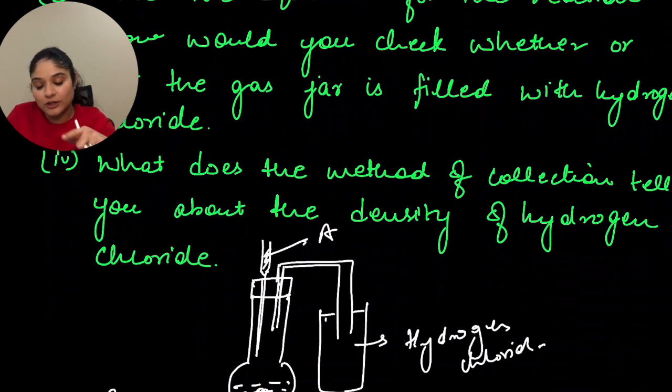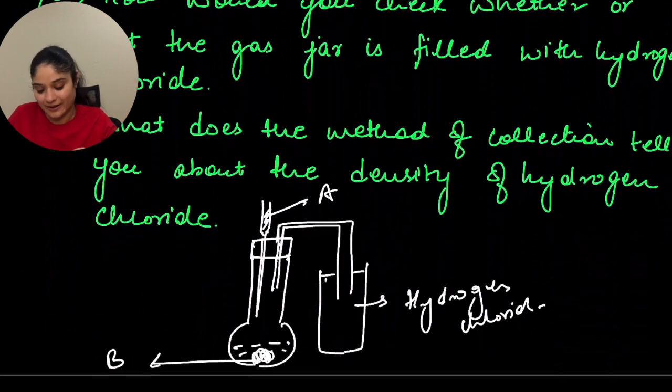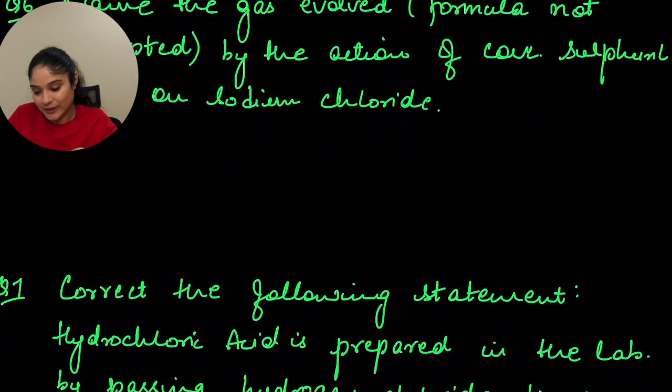What does the method of collection tell you about the density of hydrogen chloride? It tells us that hydrogen chloride is denser than air because it easily settles down and displaces air out. So it comes in and pushes air out. So it tells us that it is denser than air. So hydrogen chloride is denser than air, or heavier than air. Let's move on to the next question.